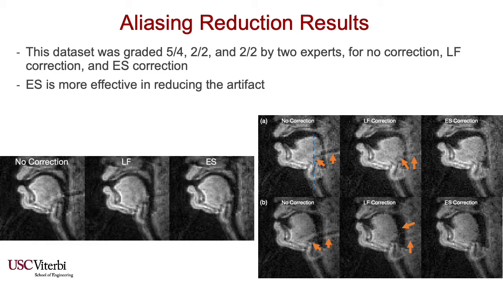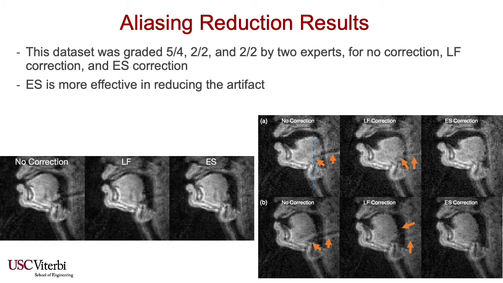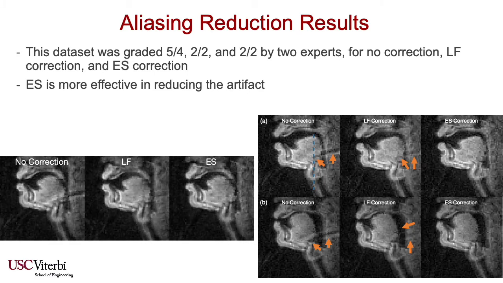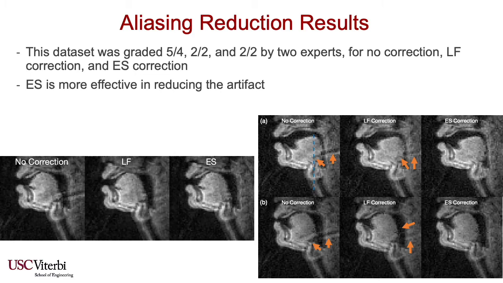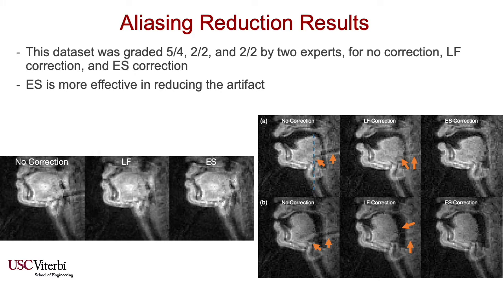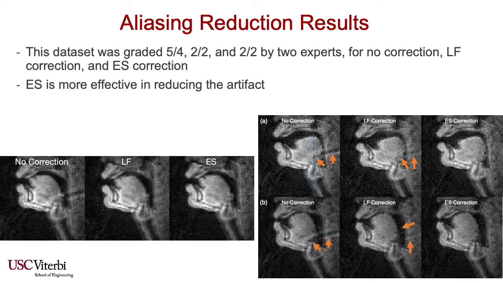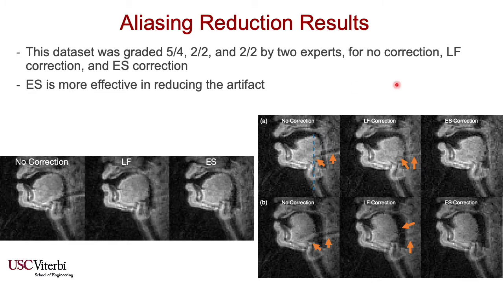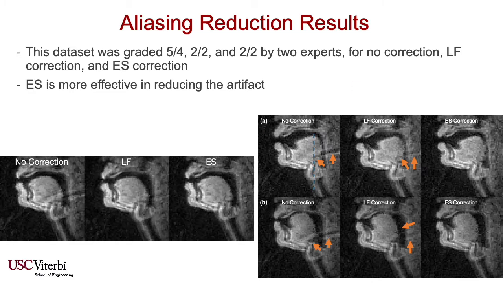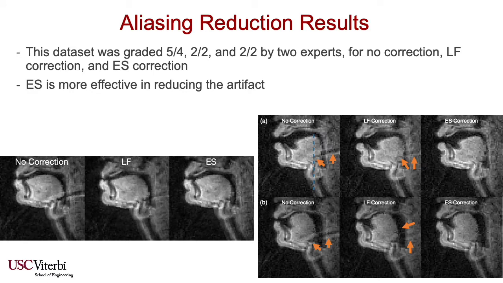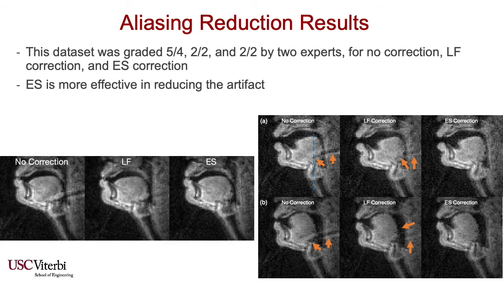Here is one example result. This dataset was graded 5 and 4 before correction by the 2 observers, and graded 2 for both correction methods by both observers. A closer look at some of the frames on the right reveals that ES correction is more effective in reducing the artifact than the LF correction.